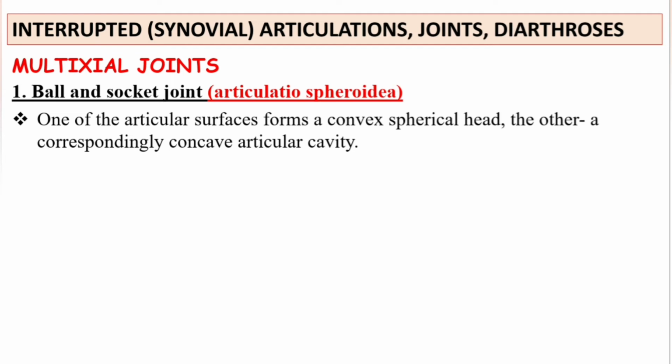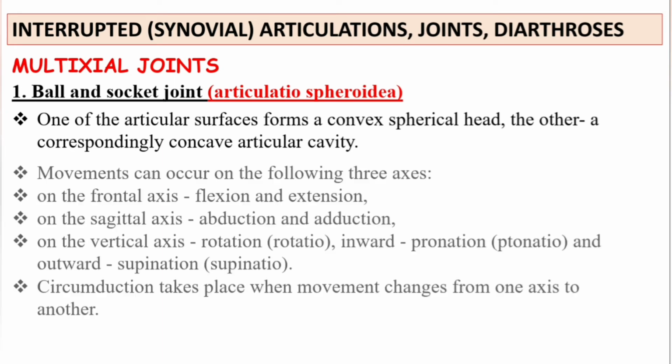So in this case, one of the articular surfaces forms a convex spherical head, and the other forms a concave articular cavity, right? The movement can occur in the following three axes. On the frontal axis, extension and flexion. On the sagittal axis, abduction and adduction. In the vertical axis, rotation. It can be inward, that's pronation, and outwards, that's supination.